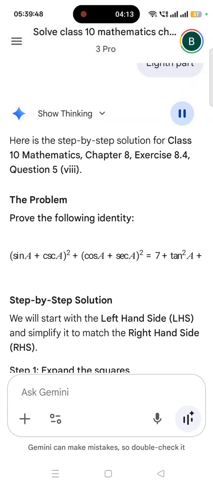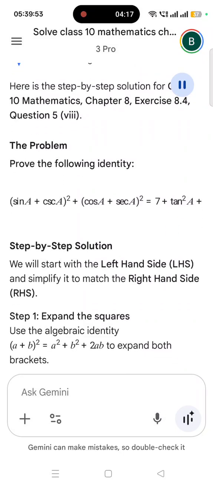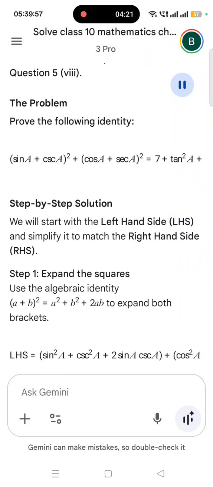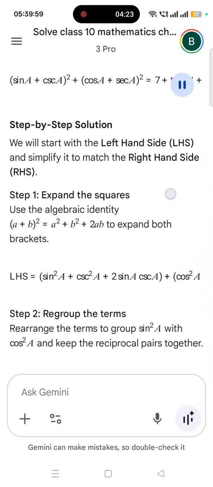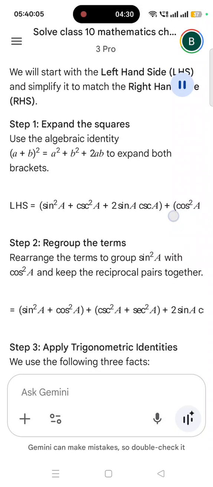Here's the step-by-step solution for Class 10 Mathematics, Chapter 8, Exercise 8.4, Question 5, part 7. The problem, prove the following identity. Step-by-step solution, we will start with the left-hand side, LHS, and simplify it to match the right-hand side, RHS. Step 1. Expand the squares.